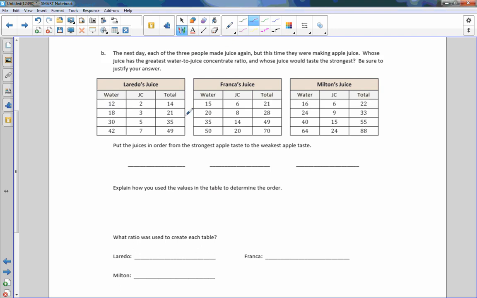12, 15, 18, 20, 30, 35, 42, 50, nothing. 12, 16, 18, no 18, 30, no 30, 42, no 40. The only thing that might, is there any comparisons? 15, oh, right here, 6. 2, 3, 5, 7, 6, 8. So now we have a 6 here and a 6 here, all right? So we can compare these two.